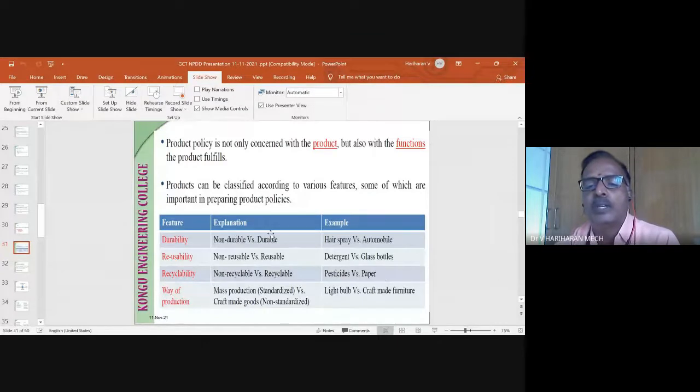Your automobile is a durable. So this is the functional variation. A functional product that can fulfill the customer requirement.